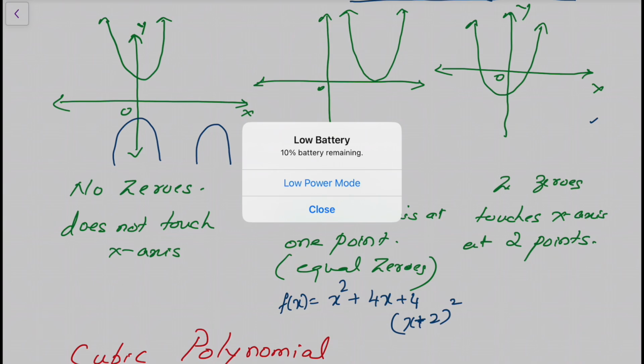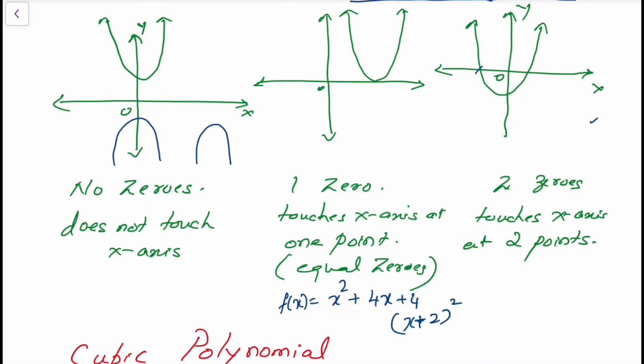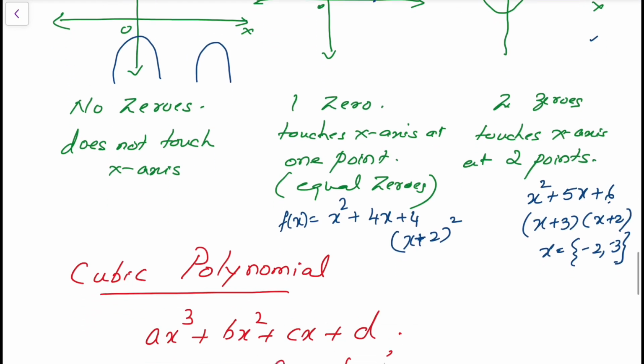In this graph, the parabola is crossing the x-axis at 2 points, here and here. So these 2 points are the zeros of the polynomial. Here it is touching the x-axis at one single point. Here, for example, x squared plus 5x plus 6 will be x plus 3 into x plus 2. So the x values will be minus 2 and minus 3, and it will touch the x-axis at the points minus 2 and minus 3.